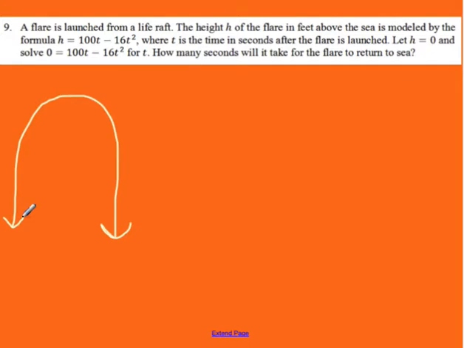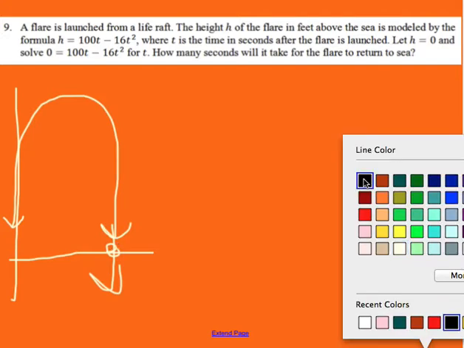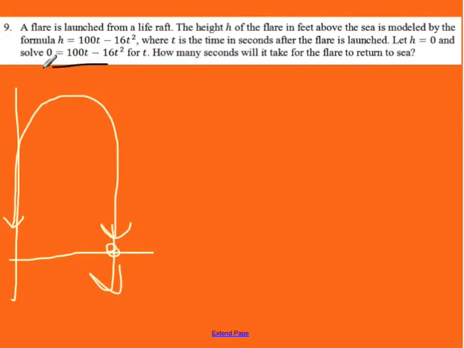So we're talking about a flare being launched from the ground, and we want to figure out how long it'll take to return to sea. So it'll take a form of something like this, and we want to figure out at what point it's going to return to sea. Really, all we have to do for that is let our height equal 0. This is still using the quadratic, but by taking the zero product property and setting each of these quadratics equal to 0, we can figure out when that flare is going to hit the ground. So really, for number 9, all we have to do is solve this right here.